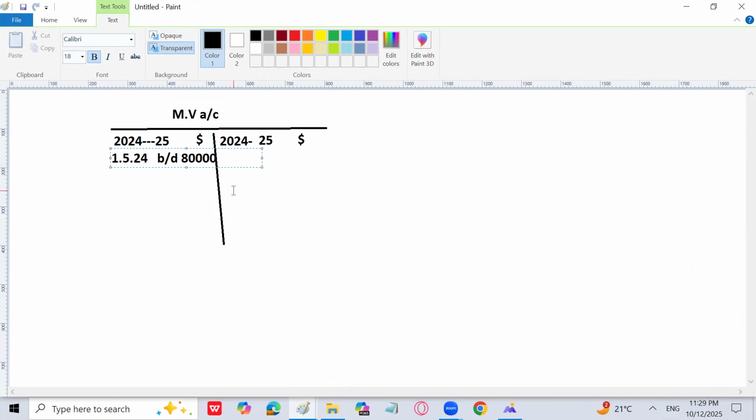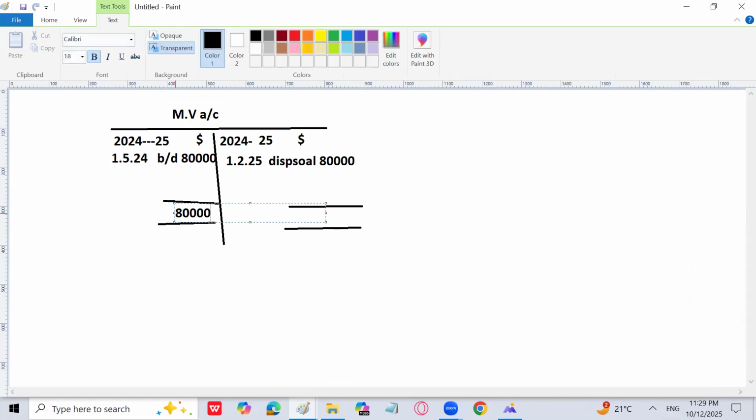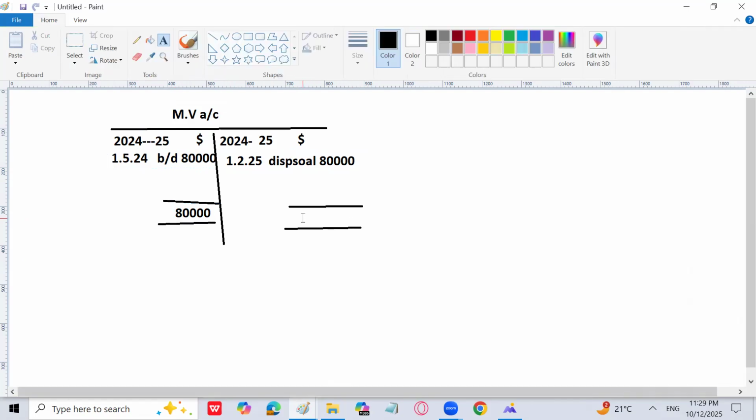Any further asset purchased? No, no asset is purchased. We have sold the asset on 1/2/25. I will write here disposal. It will be credited with the cost of the asset sold, and that is again going to be 80,000, because the same asset has been sold for 80,000. So there is not going to be any carried down balance, because there was only one asset and it has been sold out.